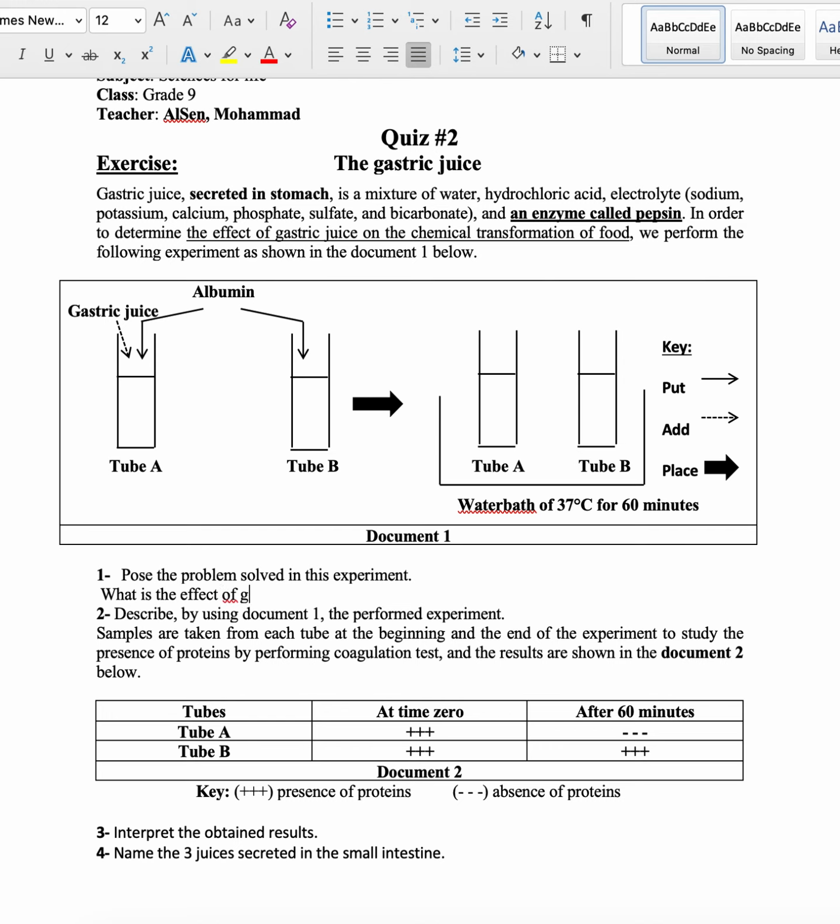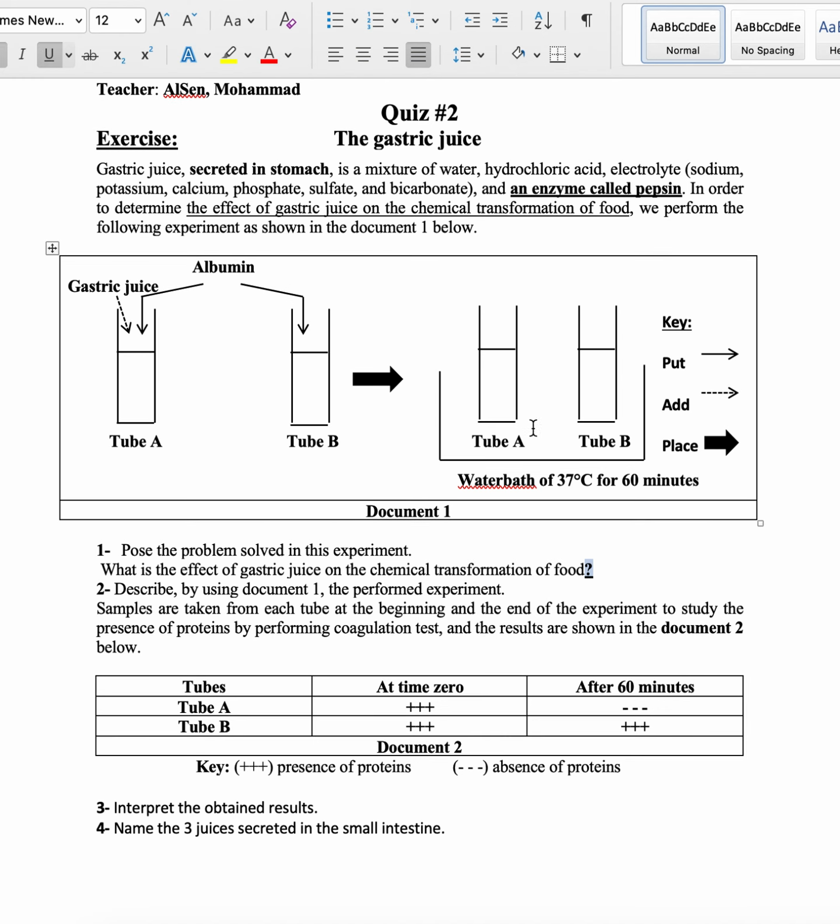What is the effect of gastric juice on the chemical transformation of food? And here don't forget to put a question mark because it will be incorrect if you didn't put the question mark. The description is very easy.